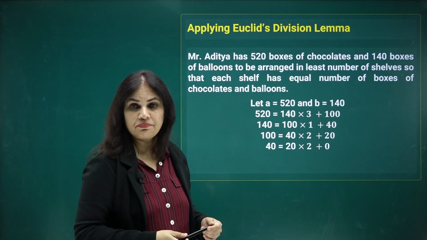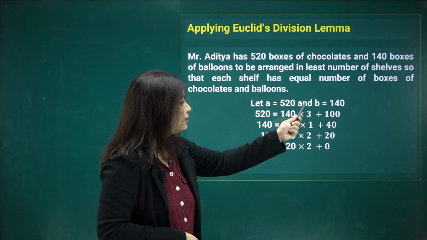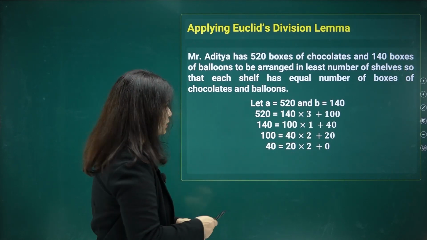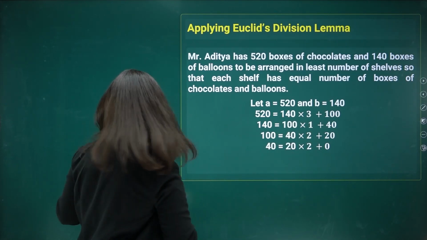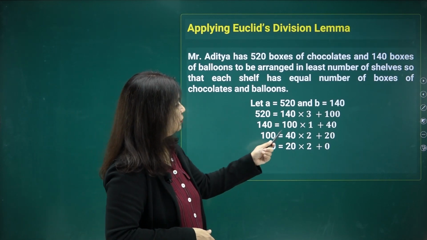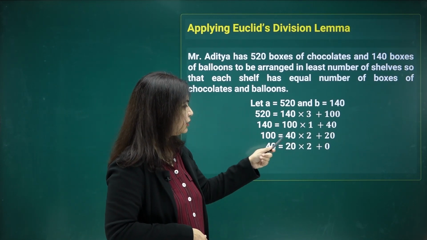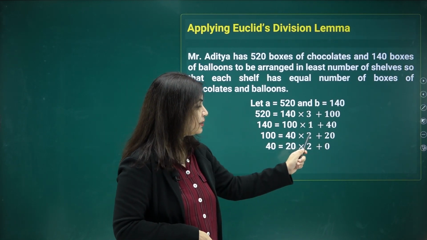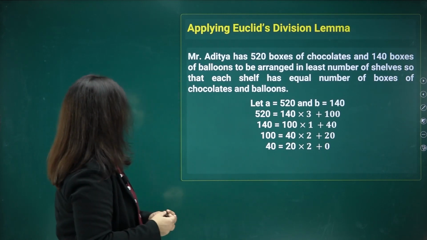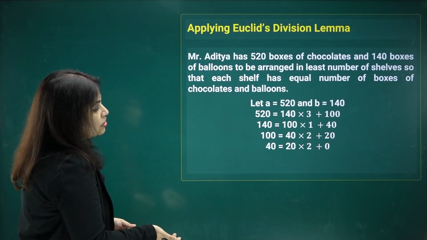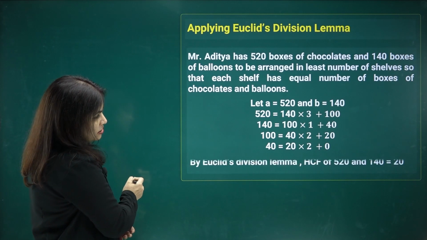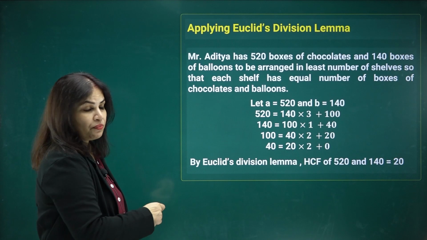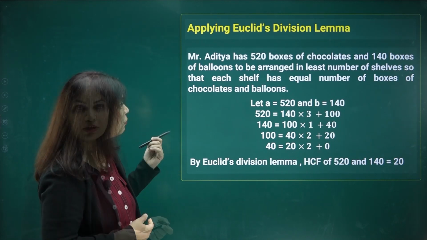140 into 3. The leftover is 100. Now this 140 is again divided by 100 to give me 40 as the remainder. Next, 100 is again divided by 40 to give 20 as the remainder. 40 is again divided by 20 to give 0 as the remainder. So with this we come to remainder 0. So by Euclid's division lemma, HCF of 520 and 140 is 20. What was the question?